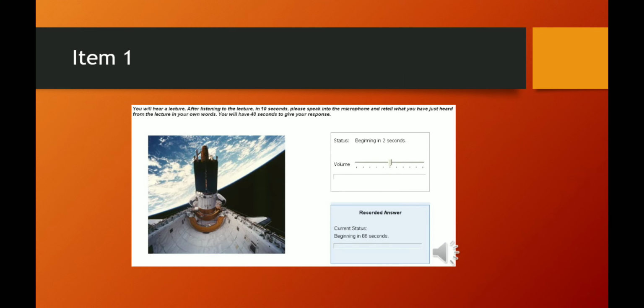So this is the first item, and first of all you should go through the instruction of this question. You will hear a lecture. After listening to the lecture, in 10 seconds, please speak into the microphone and retell what you have just heard from the lecture in your own words. You will have 40 seconds to give your response.